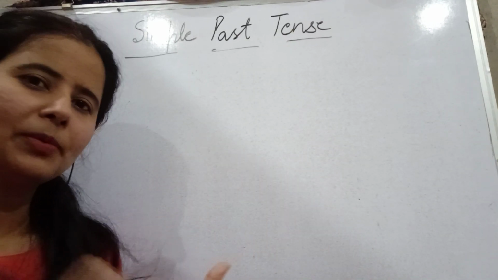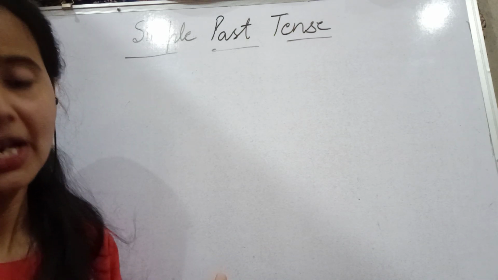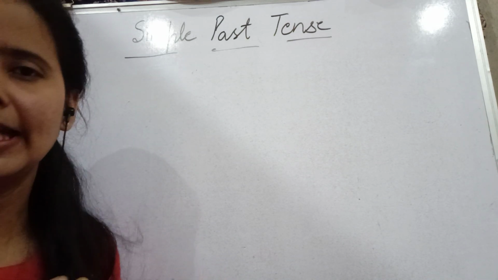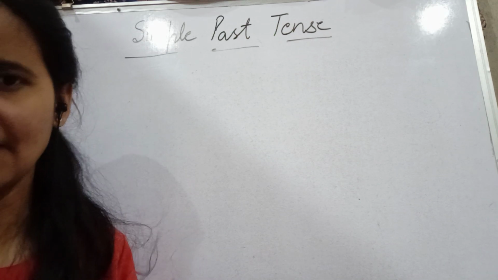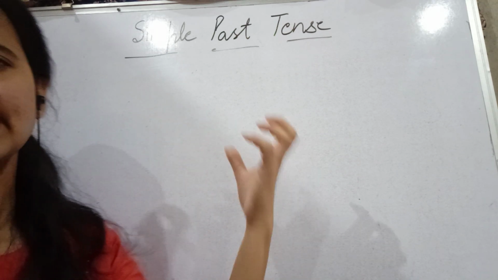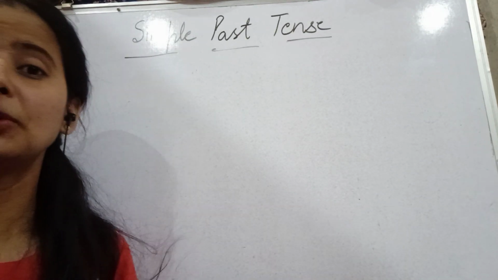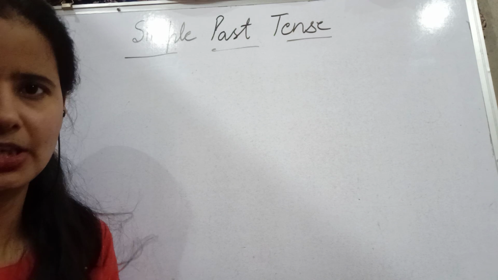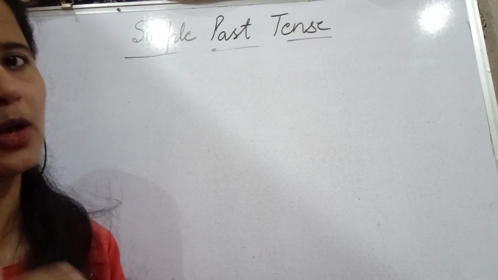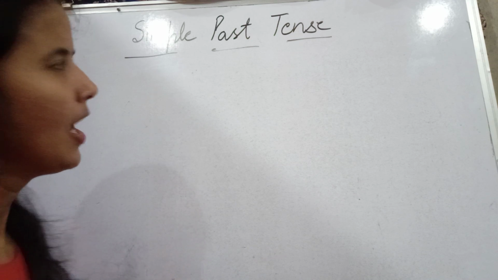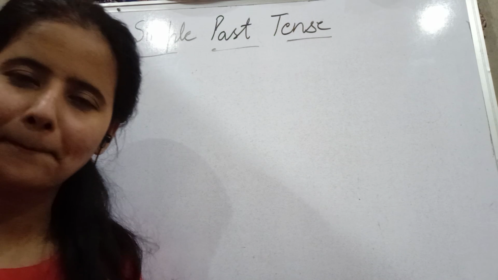Okay, and what will be the usage? The action which has taken place in past time and which is completely unrelated to the present. Okay, which is not affecting our present time. It means we have to form the sentence in simple past tense. And the next one will be the hypothetical situation, the imaginary situation. Okay, if we have to express our hypothetical situation, then also we have to use simple past tense. So that is all about simple past tense.